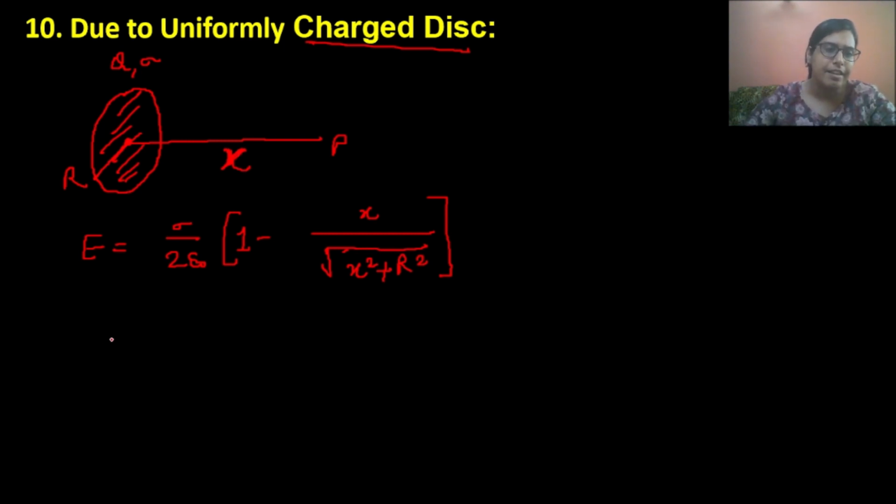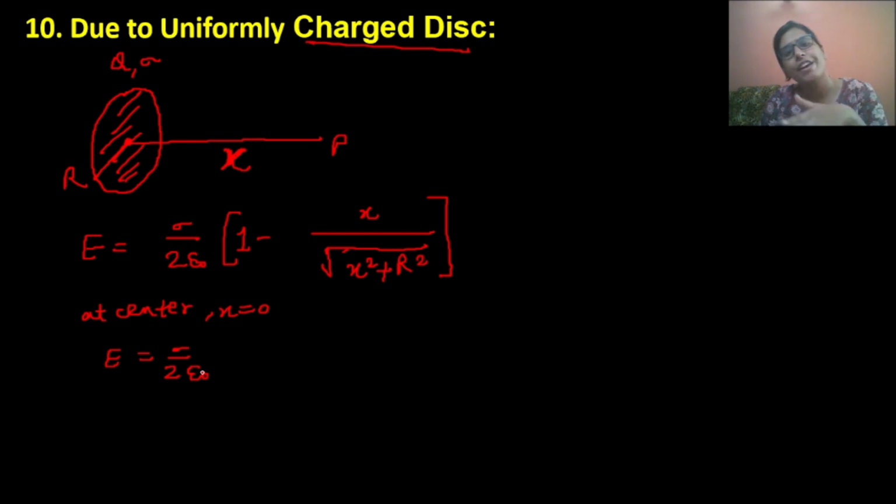Now at the center, put x equals to 0, and it will become sigma upon 2 epsilon naught. So near the disk, जो भी points होंगे उनके लिए यह एक infinite sheet की तरह behave करेगी, right?